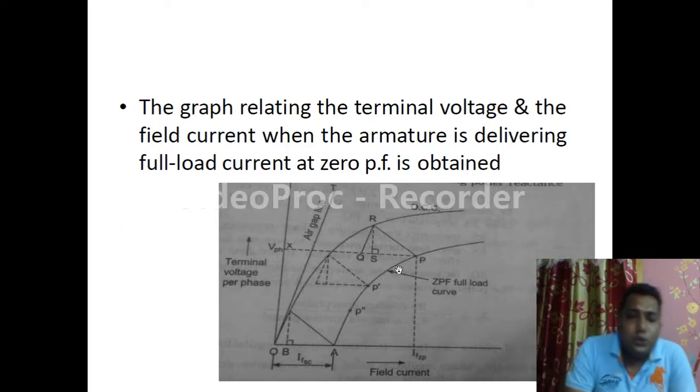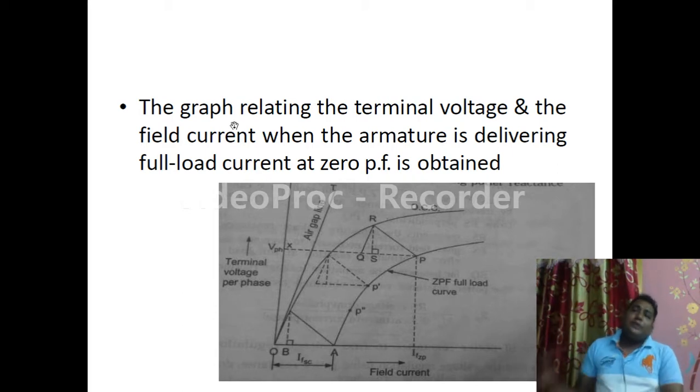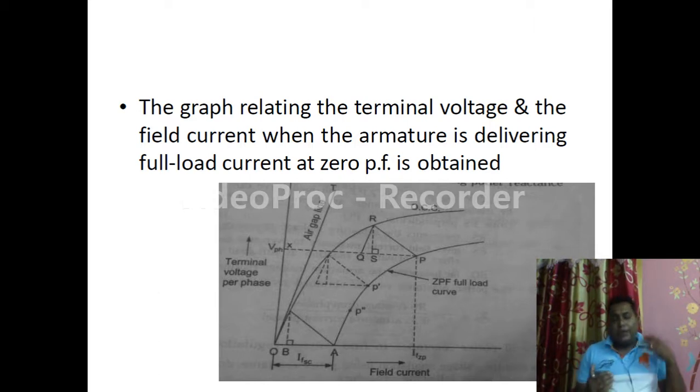Now after doing that, in the open circuit test, which we have already done in the impedance method, initially the field current is set at nearly zero, and then we just increase the field current value.